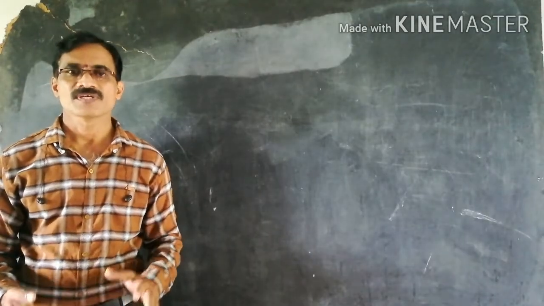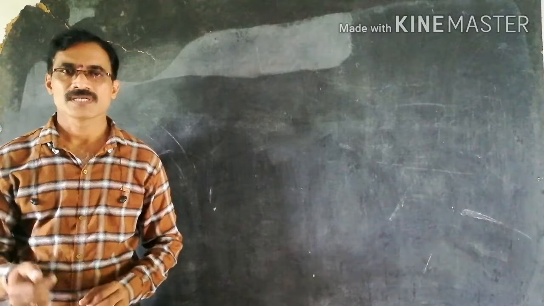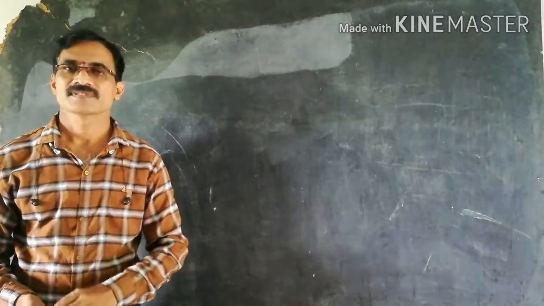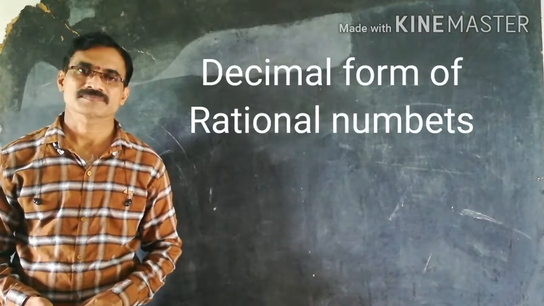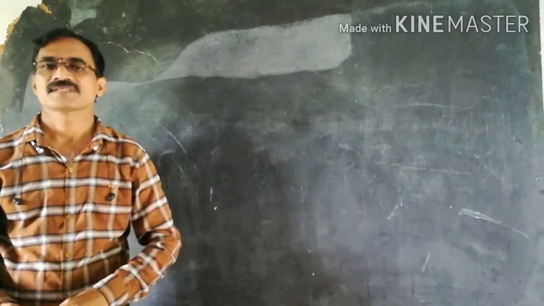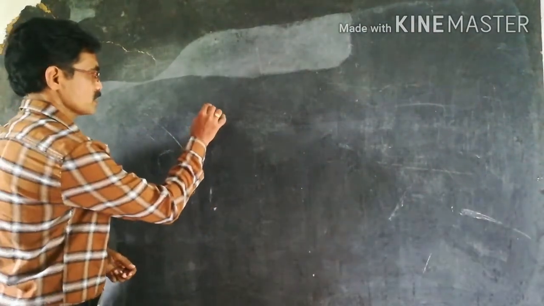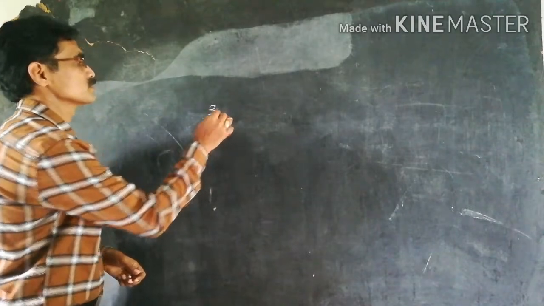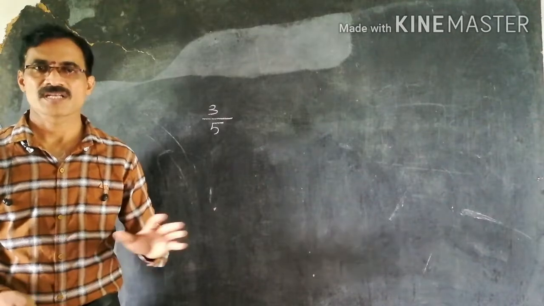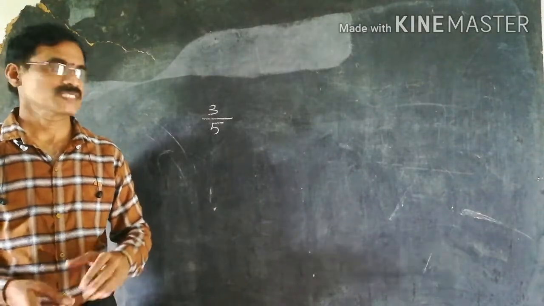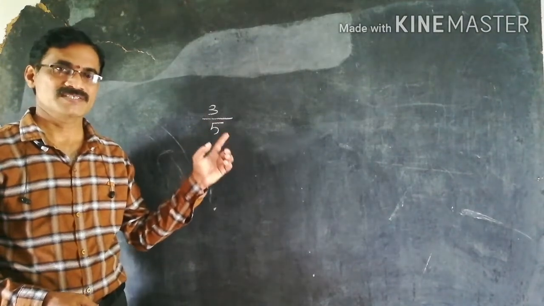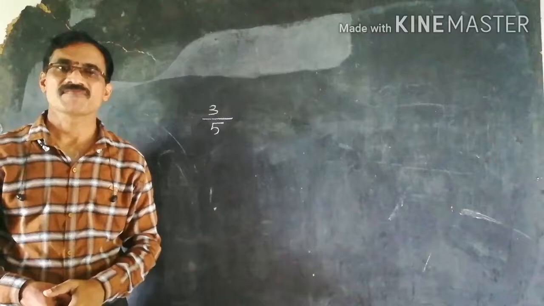In this video you are going to learn how to represent the decimal form of a rational number. Decimal representation of rational numbers. For example, a rational number is 3 by 5. P by Q form numbers are all rational numbers. Already you learnt. Now how can we represent this fraction or rational number in decimal form?